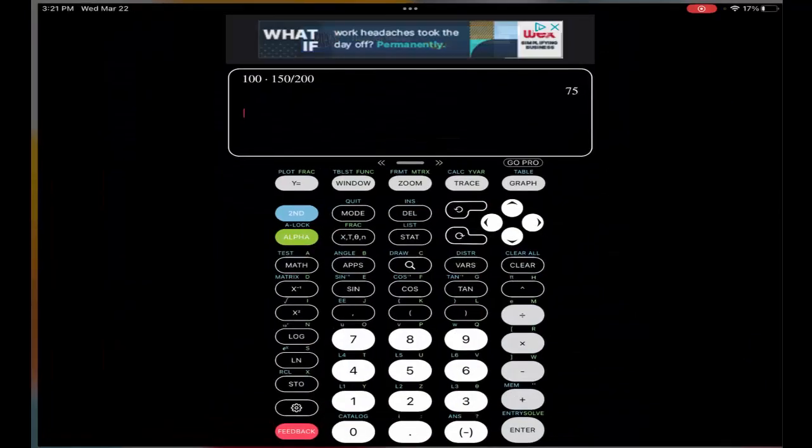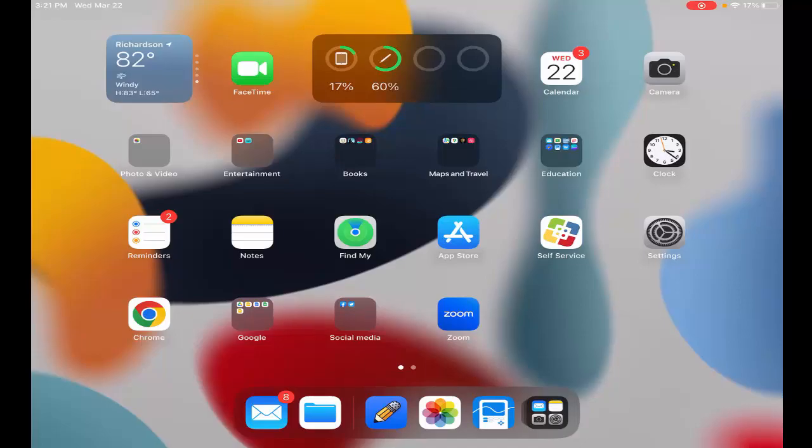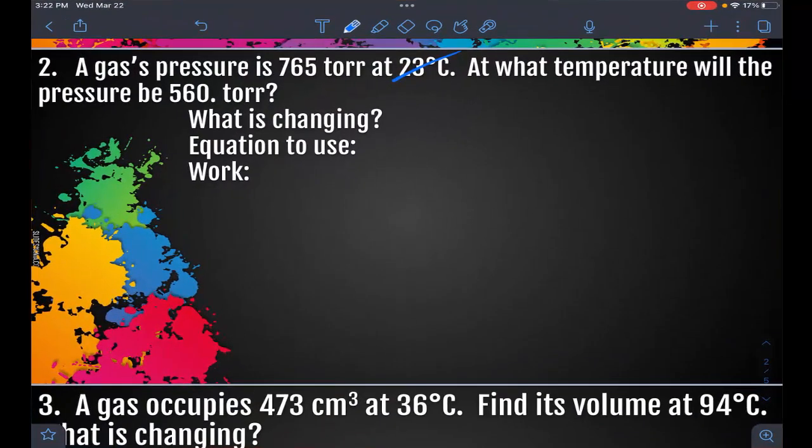So I'm going to go to my calculator and do 23 plus 273, because that's Celsius plus 273, which converts to Kelvin. 296 Kelvin. So 296 Kelvin is the temperature that I will use. 23 will never be seen again. All right, at what temperature will the pressure be 560 torr?